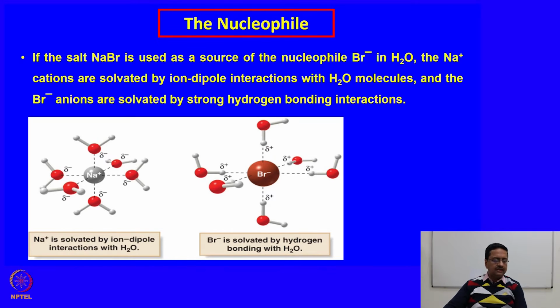So, when we try to understand how these reactions happen, what are the ions that are present in the solution, and how are they stabilized in the solvent. If a salt, sodium bromide, is used as a source of a nucleophile, bromine or Br minus, in water, sodium cations are solvated by ion-dipole interaction as shown here with water molecules, and the bromide anions are solvated by strong hydrogen bonding interactions as shown here.